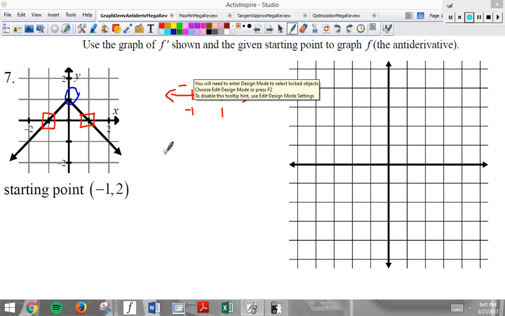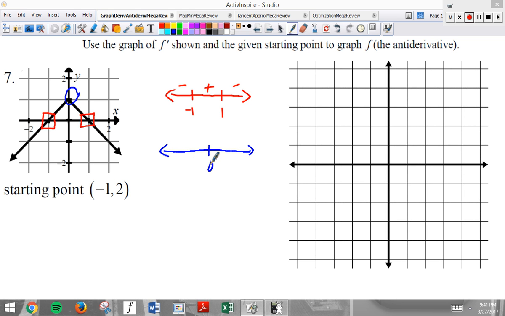Undefined slope. F prime slope. F prime slope is positive. F prime slope is negative. Okay, here we go. Down, up, down, concave up, concave down.